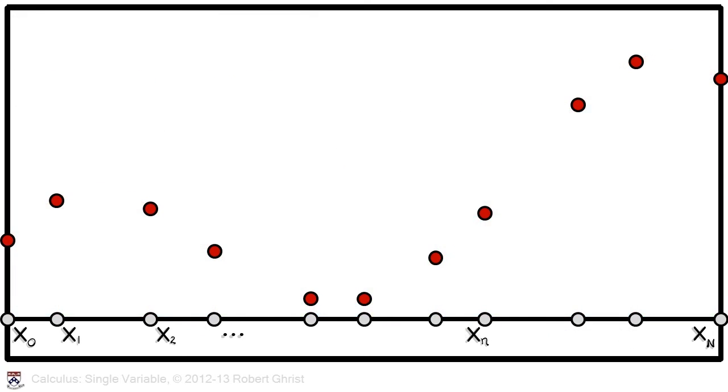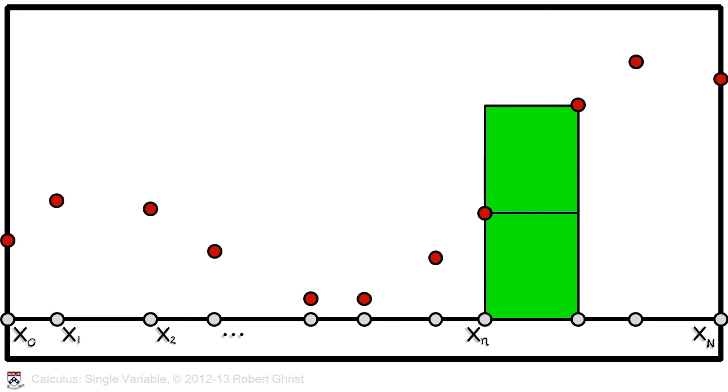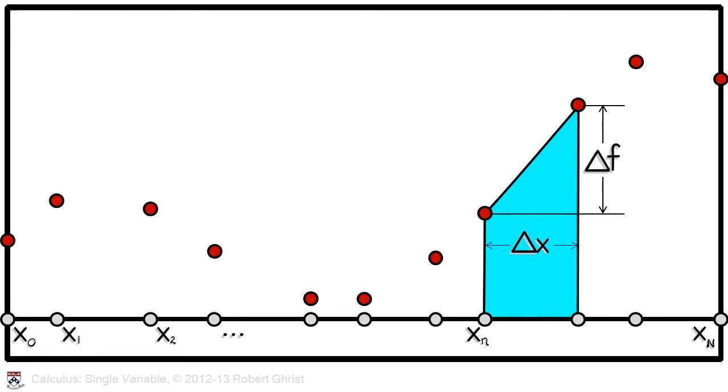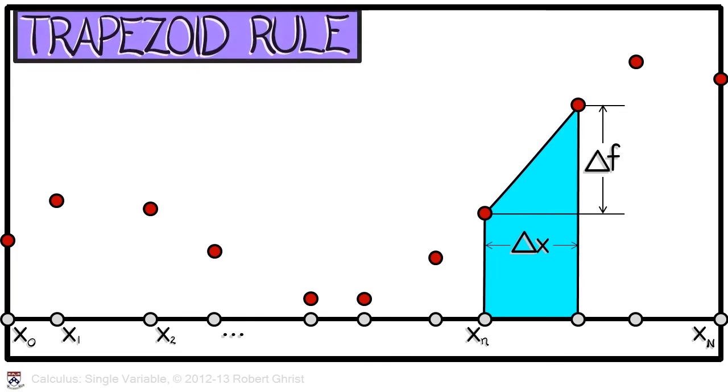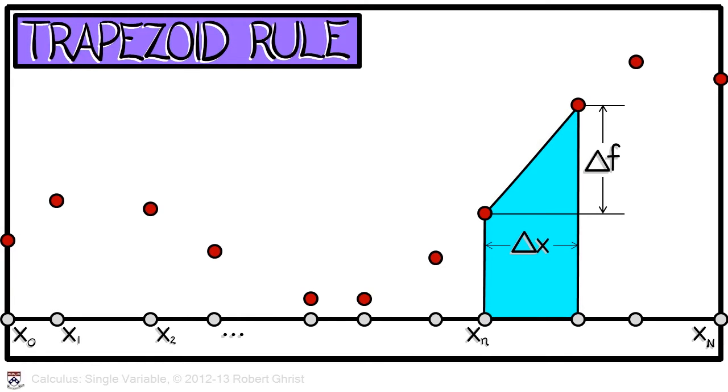As approximations, these Riemann sums are not terribly good. On any given subinterval, you're probably going to estimate too low or too high. There's a better way to do things. Instead of using rectangles, one could use a trapezoid. This is the basis for what is called the trapezoid rule of numerical integration.